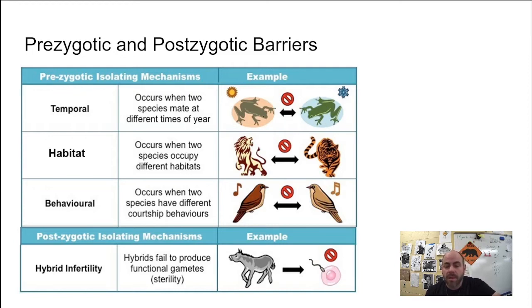Temporal means time. And so, habitat isolation occurs when two species have different habitats. Lions and tigers, great example. They're not mating anymore because they live in different places completely, but they used to, right? And so they live in completely different habitats. Lions are more grasslands, tigers are more jungle-ish. And then they don't see each other, right?